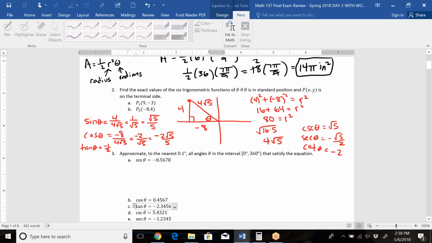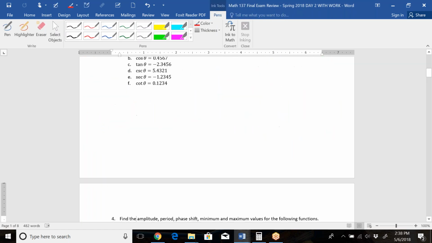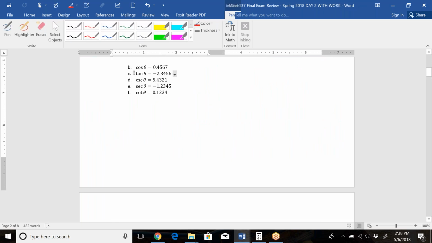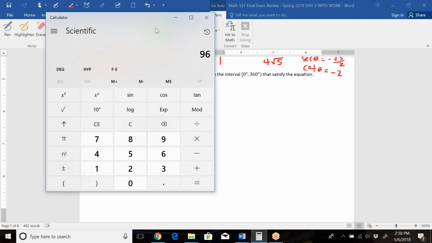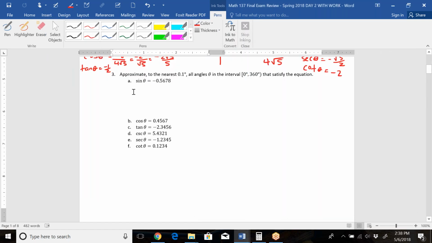Okay, let's look at number 3. It says approximate this theta to the nearest 0.1 degrees, all angles in the interval 0 to 360 that satisfy the equation. So when you're trying to solve for a ratio that you don't know, it's not one of your special ones, you're going to use the inverse button essentially to solve for that. So I'm going to go ahead and get that ready. But this would be theta equals sine inverse of -0.5678. That is a negative ratio.